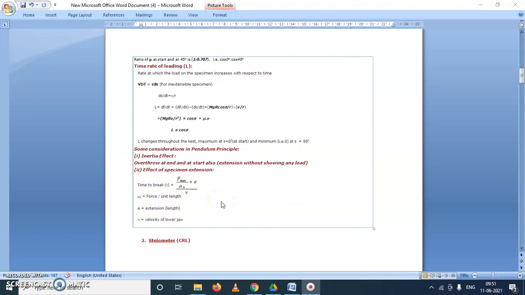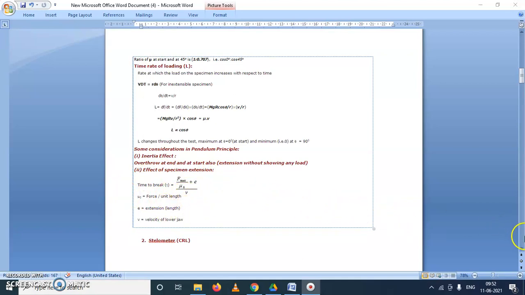When we were discussing this instrument, we assumed that the specimen is inextensible. Now if the specimen is extensible, then u, the velocity of the upper jaw, will be lower than the velocity of the lower jaw. So we can calculate the time to break with this expression.